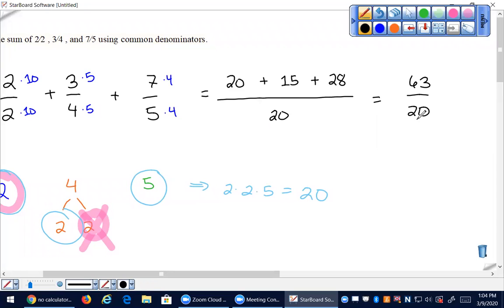Okay, can I reduce 63 20ths? No. I need something either even or of the 5, so I'm done. Other questions?